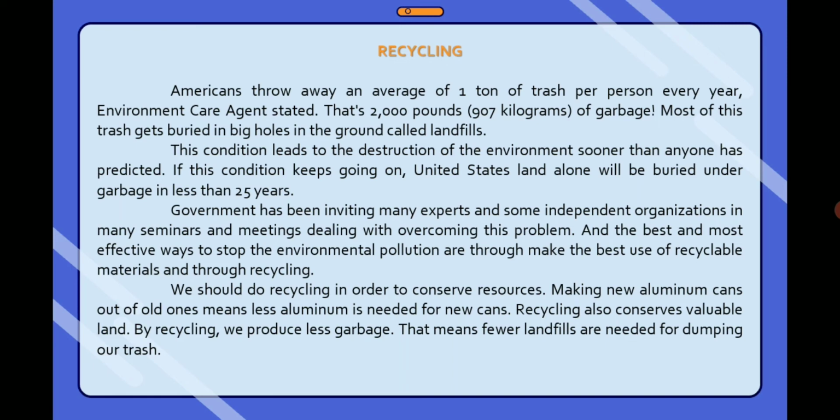Government has been inviting many experts and some independent organizations in many seminars and meetings dealing with overcoming this problem. And the best and the most effective ways to stop the environmental pollution are through the best use of recyclable materials and through recycling. We should do recycling in order to conserve resources. Making new aluminum cans out of old ones means less aluminum is needed for new cans. Recycling also conserves valuable land. By recycling, we produce less garbage. That means fewer landfills are needed for dumping our trash.